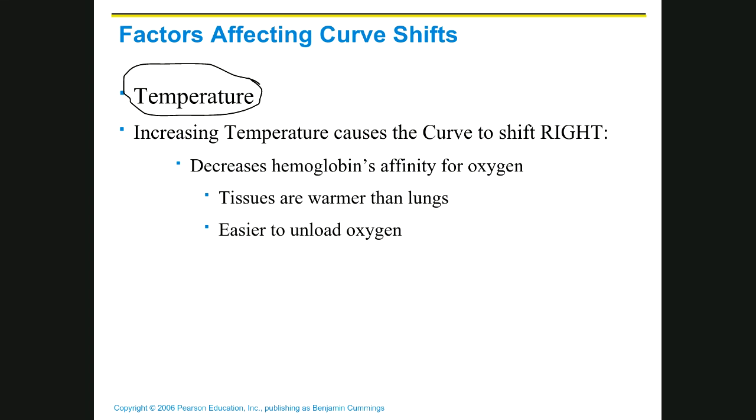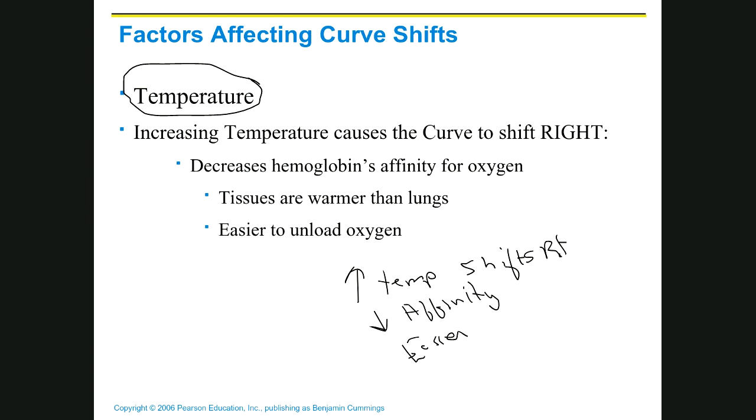Here's what happens. If you increase the temperature, the curve shifts to the right. We already know what happens if the curve shifts to the right. What happens to affinity? Affinity goes down. We're going to decrease affinity. And if we decrease affinity, what does that make it easier to do? Load or unload? Unload. That's exactly right. Easier to unload.